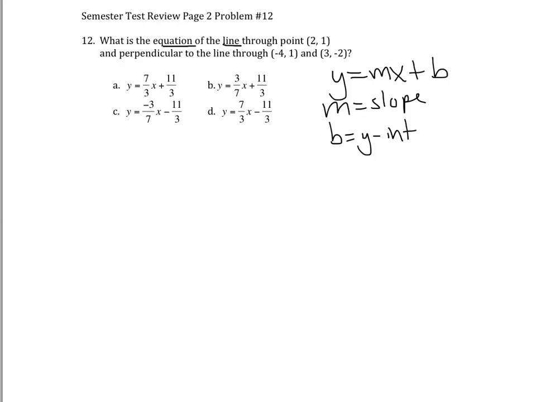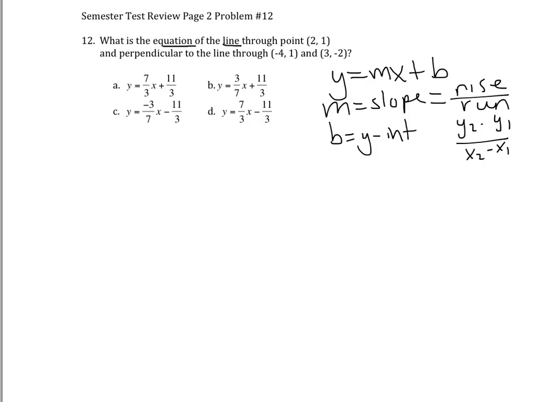Now, looking at this, we have 4 different equations, 2 of which have the same slope, and 2 have different slopes. So we're going to go ahead and find the slope first and figure out what that would be. So just a reminder that slope is your rise over your run. And the formula that you probably learned last year in Algebra 1 was y2 minus y1 over x2 minus x1.